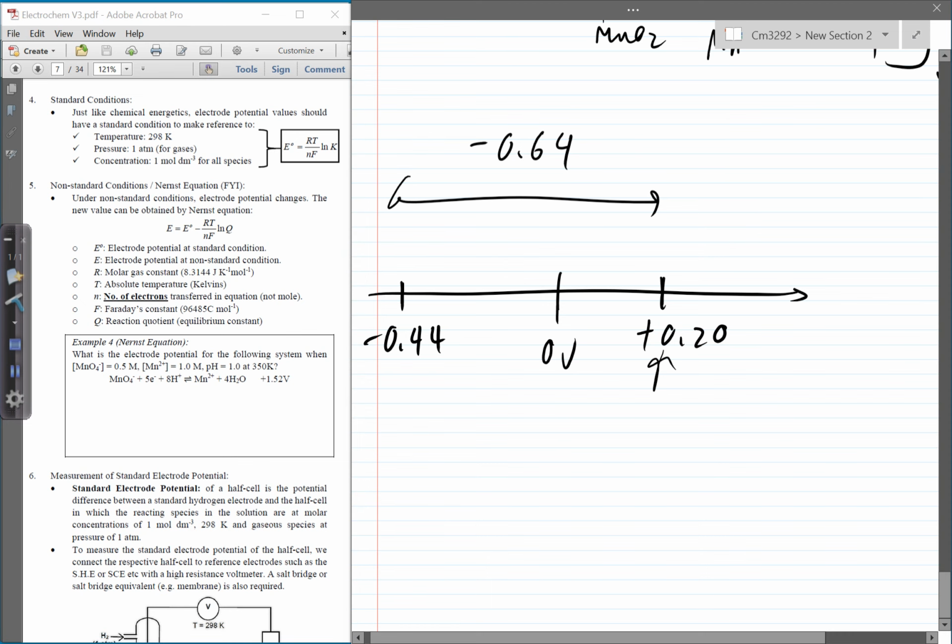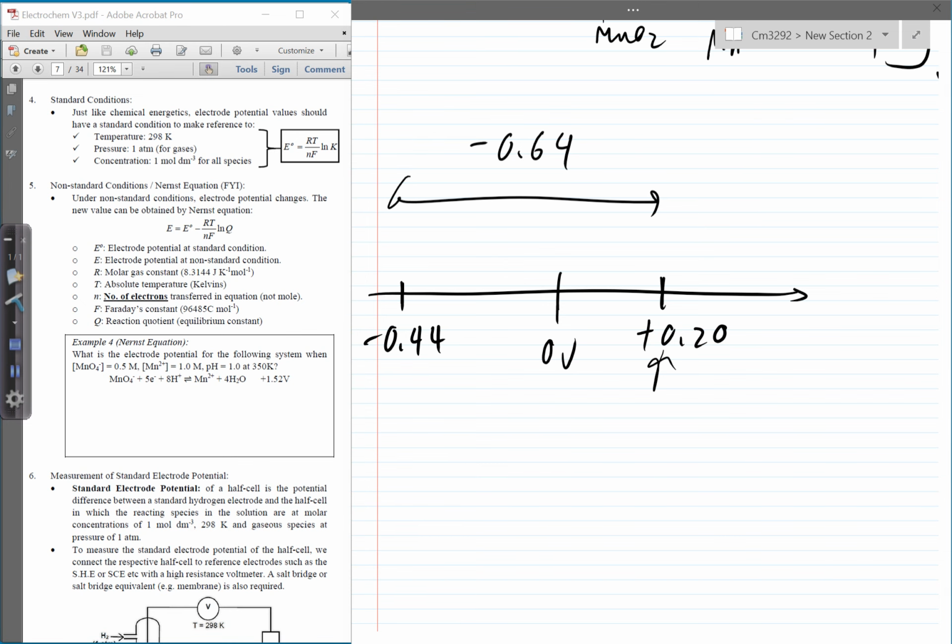So next, standard conditions. Just like chemical energetics, electrode potential values should have standard conditions to make reference to, right? Standard conditions are temperature 298 K, pressure 1 atm, concentration 1 mole per dm cube, right? But why do we need this standard? Where do these standard values come from?